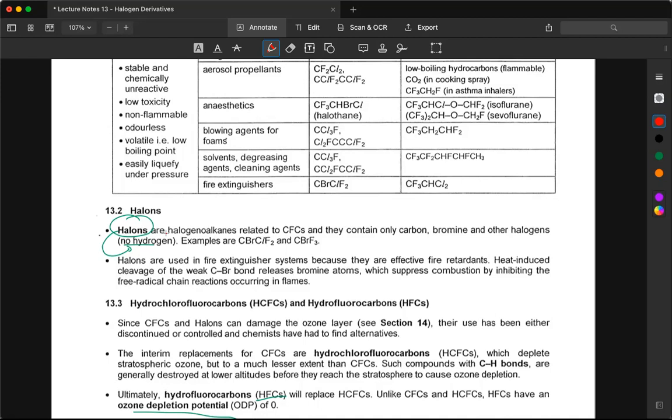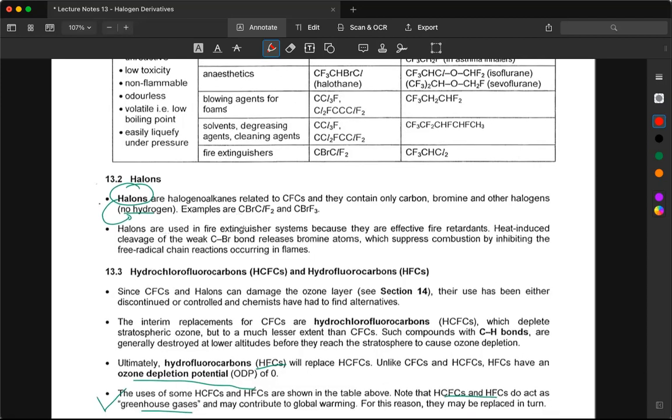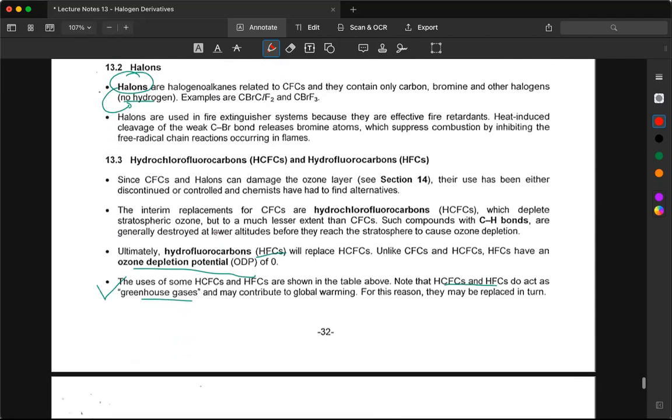Halons are halogenoalkanes related to CFCs that contain only carbon, bromine, and other halogens without hydrogen. They are used in fire extinguisher systems because they are effective fire retardants. The heat-induced cleavage of the weak C-Br bond releases bromine atoms, which suppress combustion by inhibiting the free radical chain reactions occurring in flames. Since CFCs and halons can damage the ozone layer, their use has been discontinued.